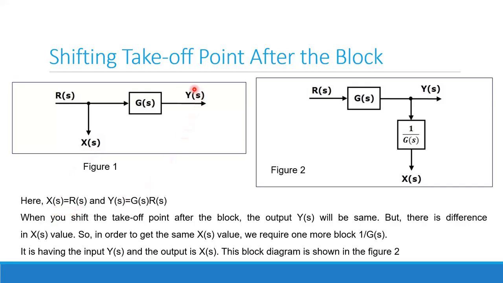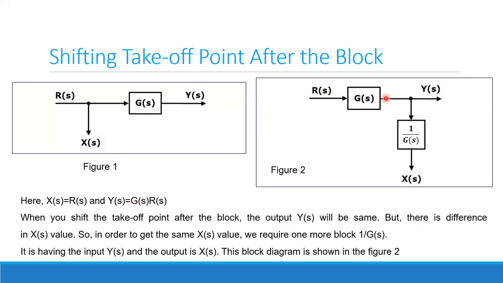Now if you take the output of this figure, Y(s) is again dependent on the transfer function and the input. Now input to this transfer function or to this block is R(s). So your Y(s) is equal to G(s) multiplied by R(s). Okay, now let us perform the shifting operation.